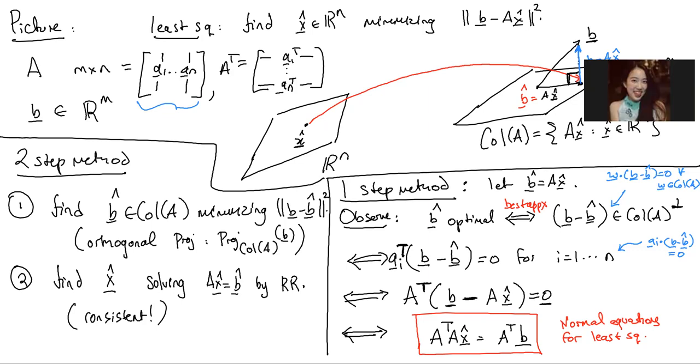I have a question on the same place, at the one-step method. Why is it T instead of dot? Well, I just wanted to write it that way because then it's easier to see why it's A transpose, the matrix, times that vector. You could write dot, but I've written it this way to hopefully make this step easier to understand.